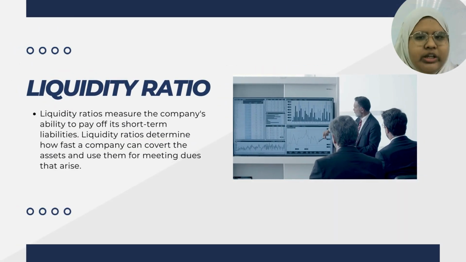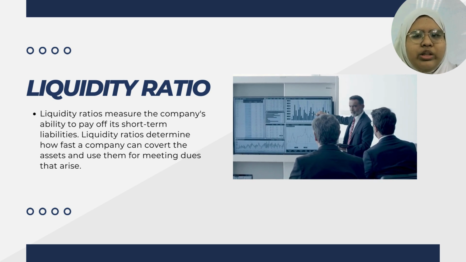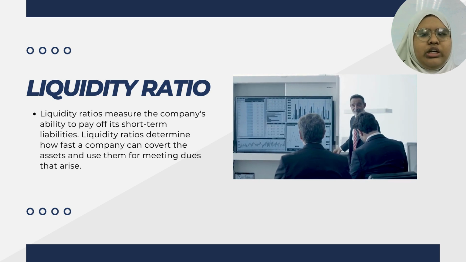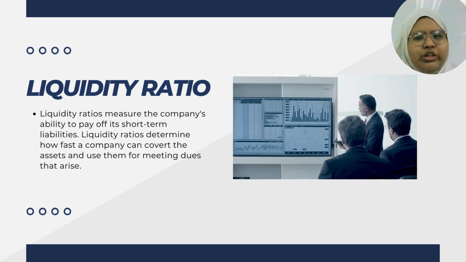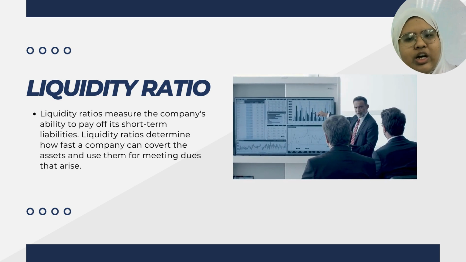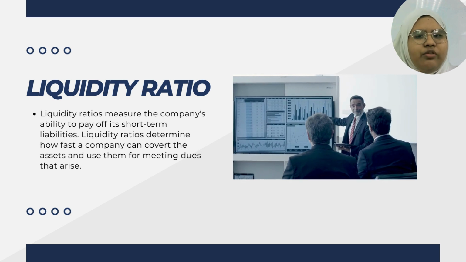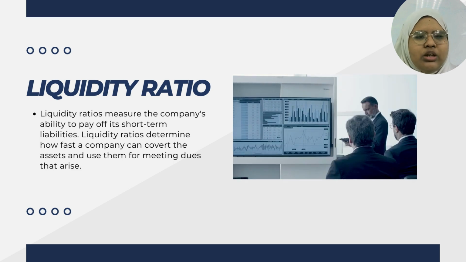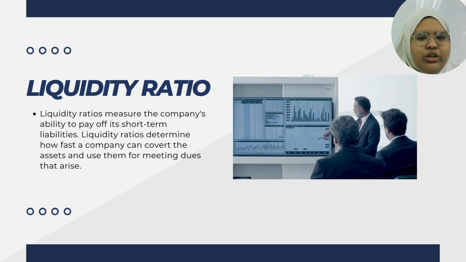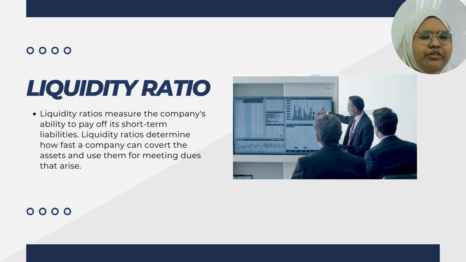Okay, liquidity ratio. Basically, liquidity ratio measures the company's ability to pay off its short-term liabilities. Liquidity ratio determines how fast a company can cover its assets and use them for meeting debts that arise. In liquidity ratio, we use two types of formula. First, we have the current ratio, and we have the quick ratio.